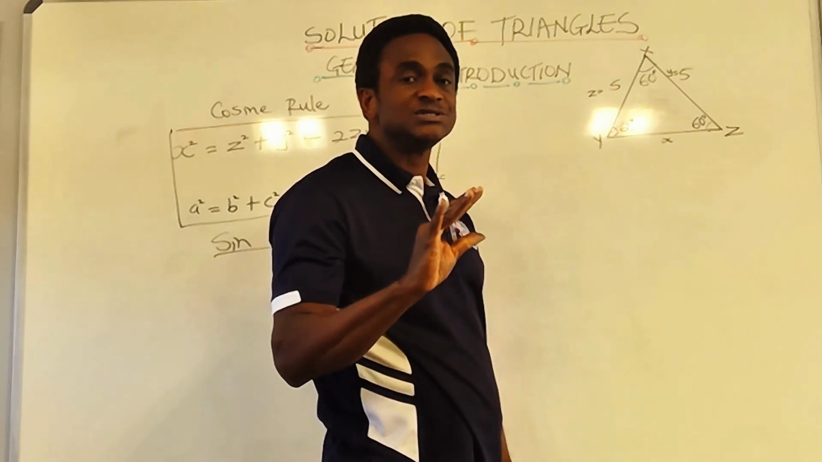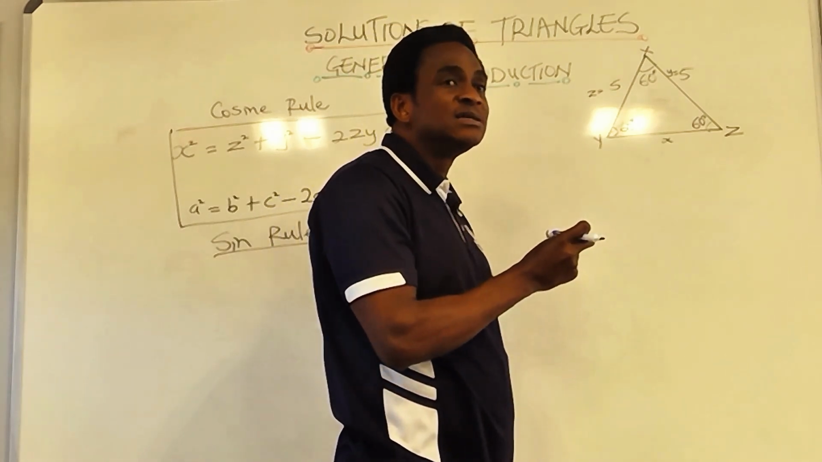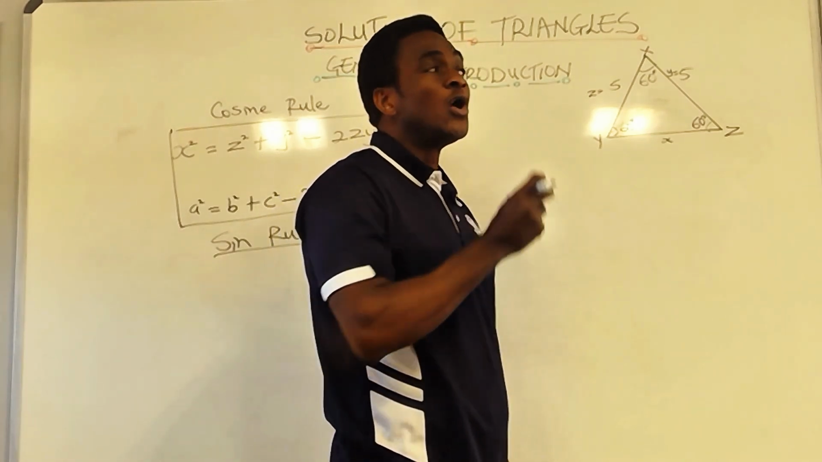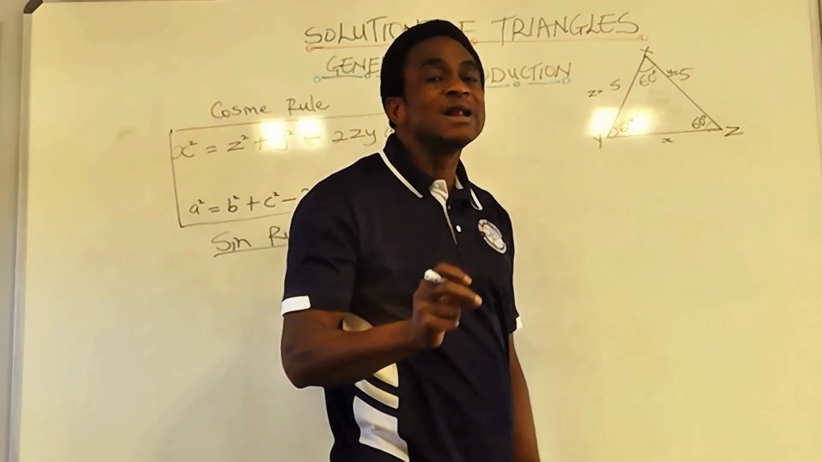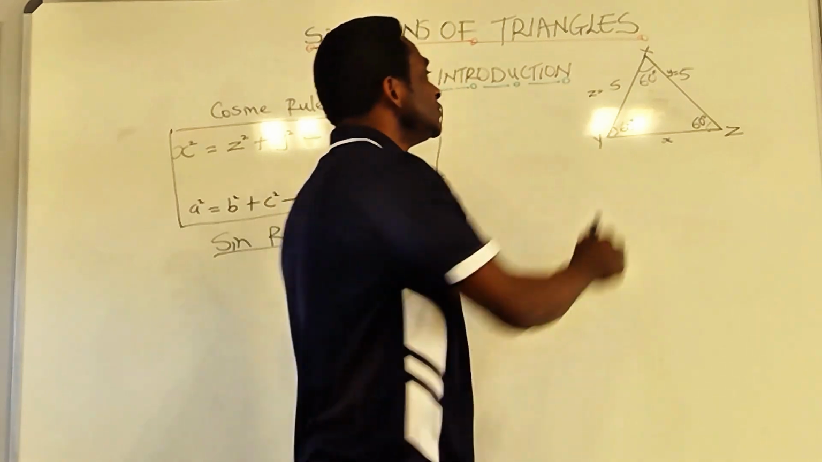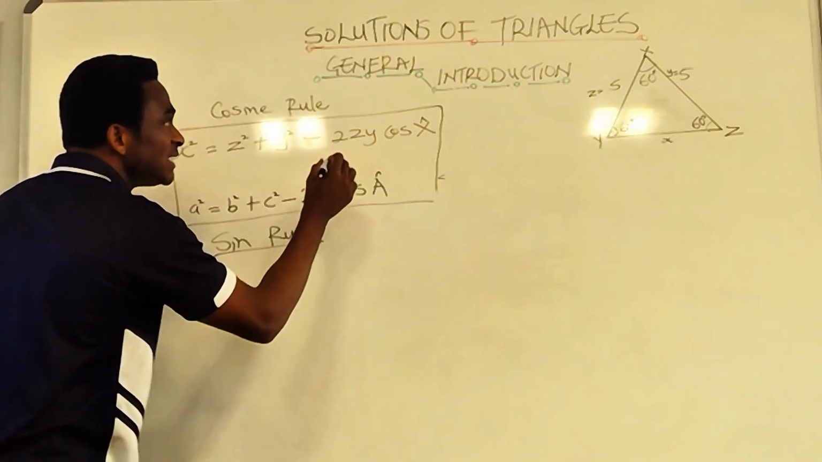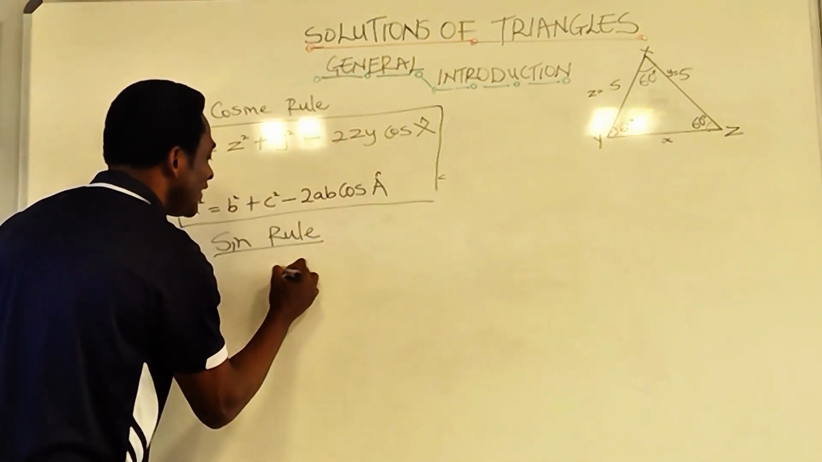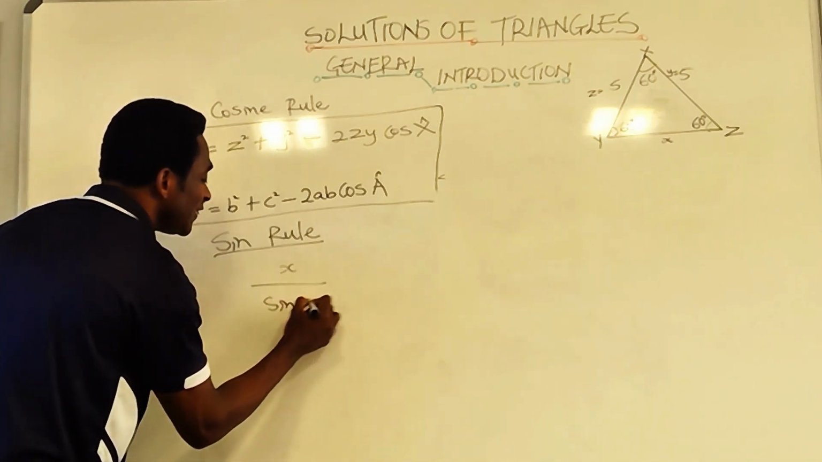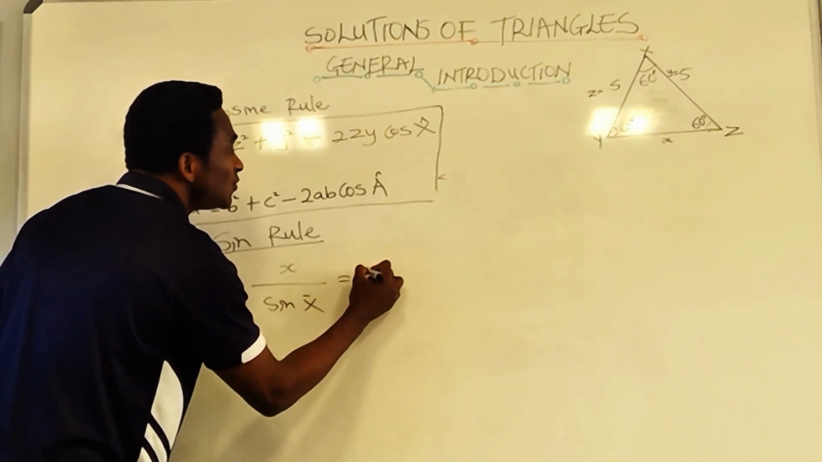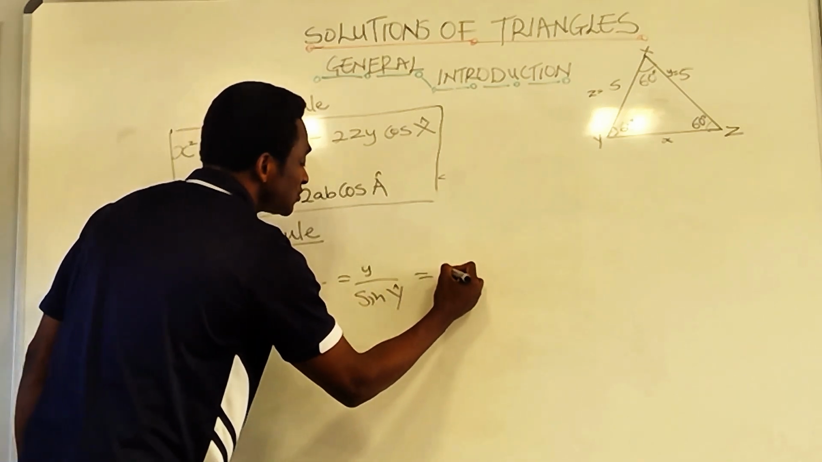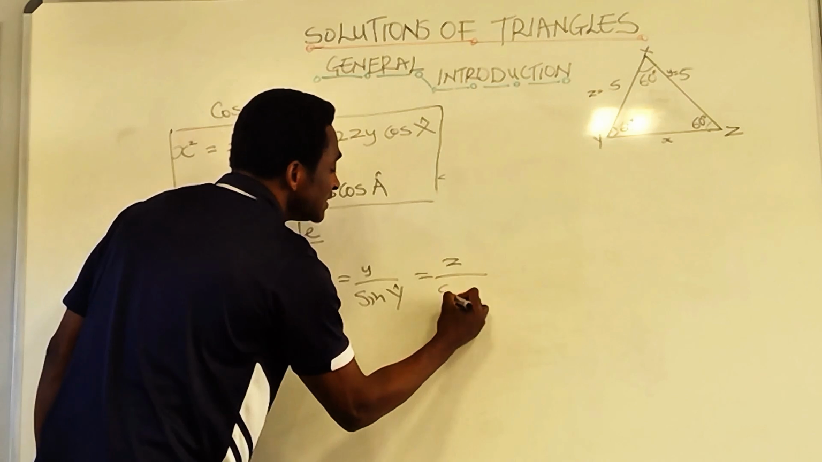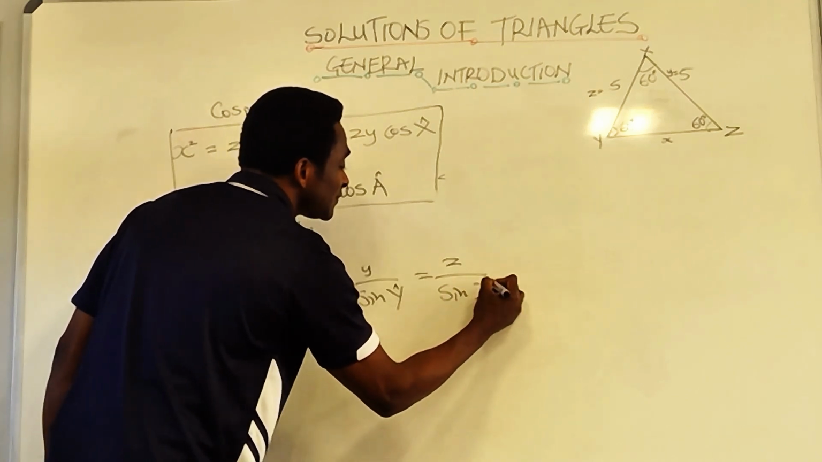Those are the 2 conditions: 1 side and 2 angles, or 2 sides and 1 angle facing one of the sides. So the rule is that x over sine of x will be equal to y over sine of y, which will be equal to z over sine of z.